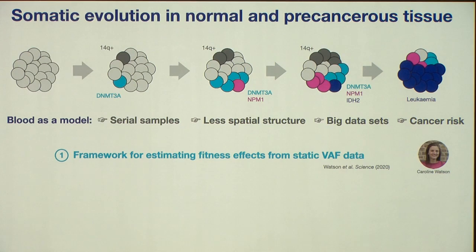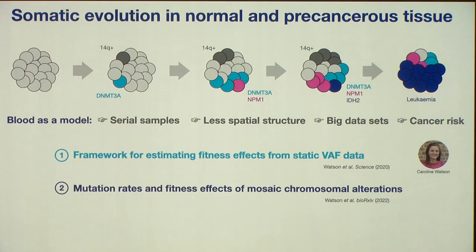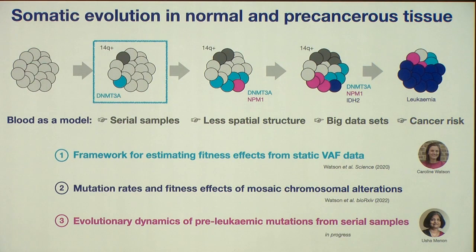So today I'm going to talk very briefly about a framework that we developed a couple of years ago for estimating fitness effects from static variant allele frequency data. And then I'll move on and talk about how you can adapt that framework to infer the mutation rates and fitness consequences of these mosaic chromosomal alterations. And really that's referring to the first step in this process, right? We're talking about the acquisition and expansion of the first cancer drivers in the tissue. And then I'll just flash up a couple of slides at the very end to look at work that we're doing at the moment where you can see the whole process unfold by looking at serial samples.